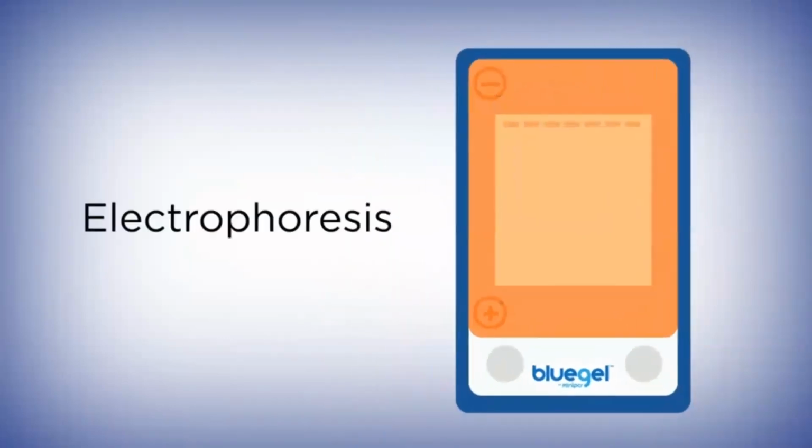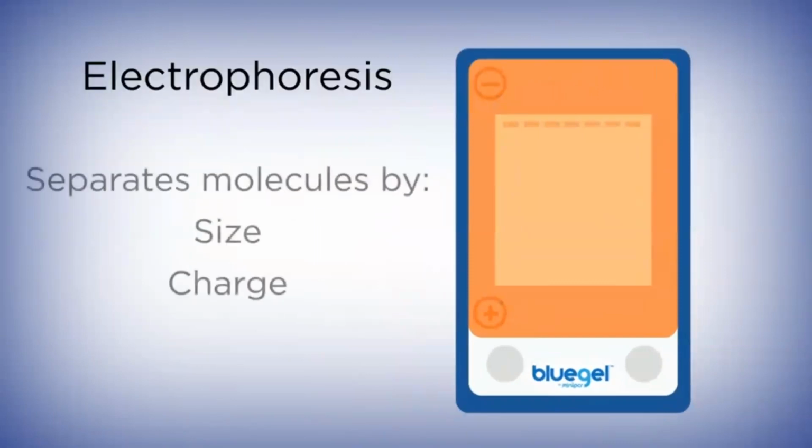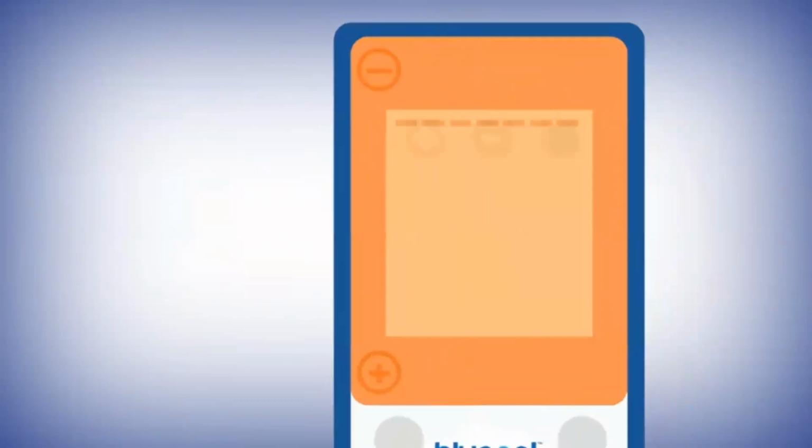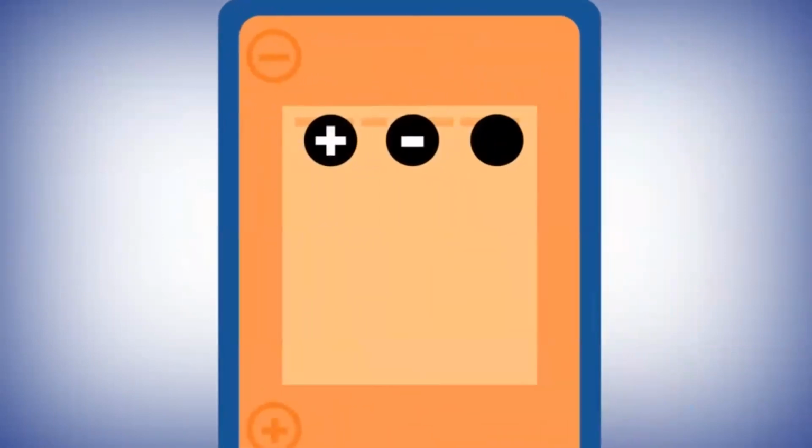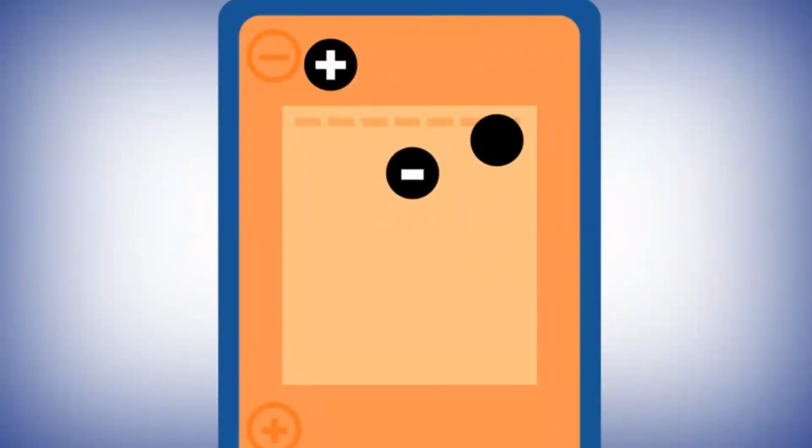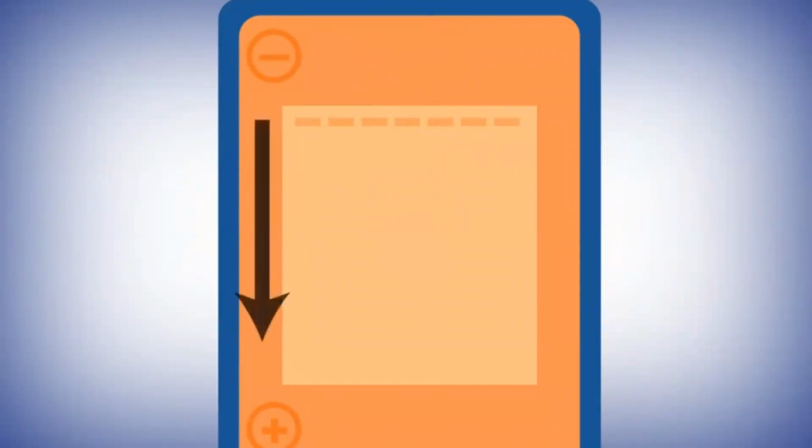How electrophoresis separates molecules is affected by the molecule's size and charge. Charge causes a molecule to move through an electrophoresis gel as it is attracted to the oppositely charged pole. Positively charged molecules are pulled towards the negative electrode, negatively charged molecules are pulled towards the positive electrode, and neutral molecules won't move at all. Because DNA is negatively charged, it will always move towards the positive electrode.